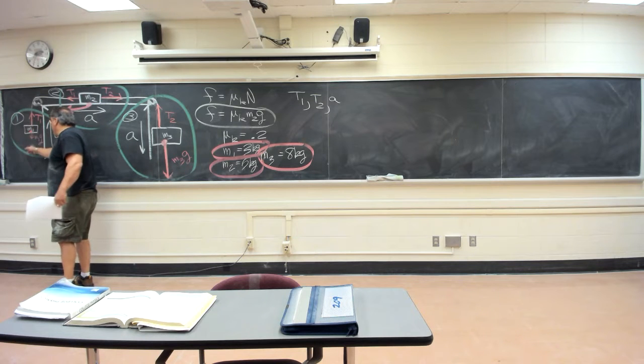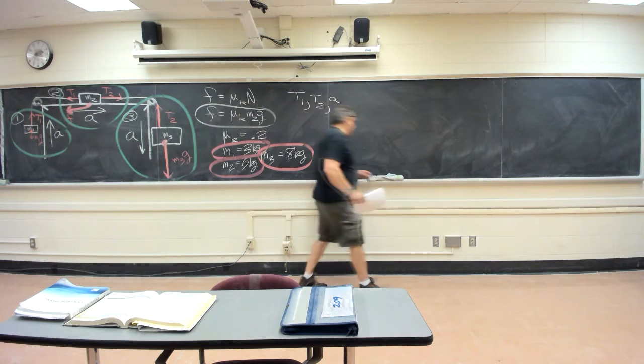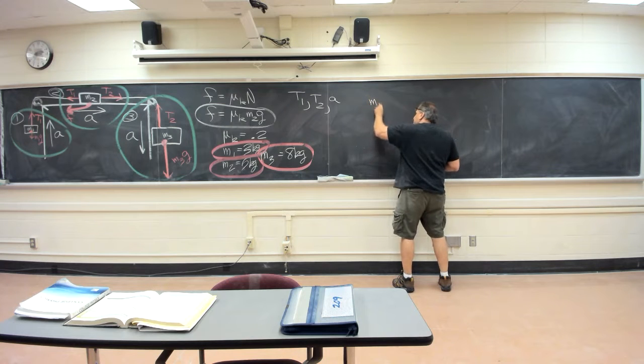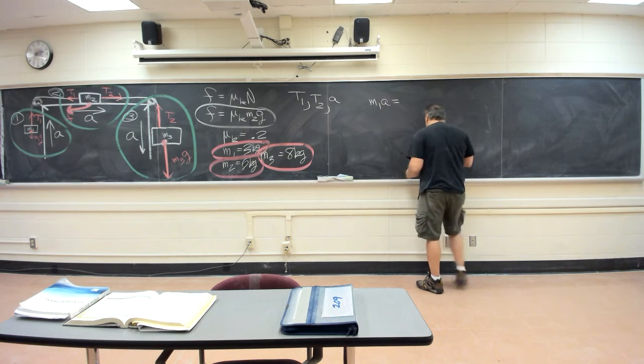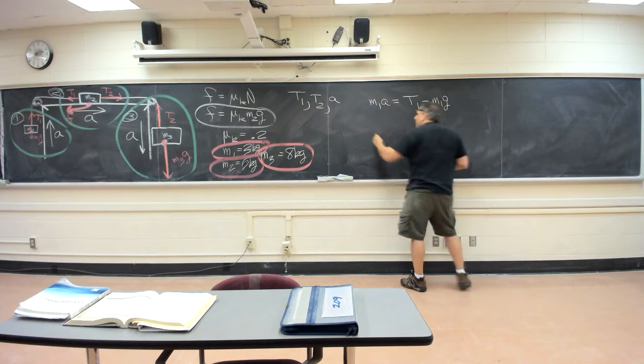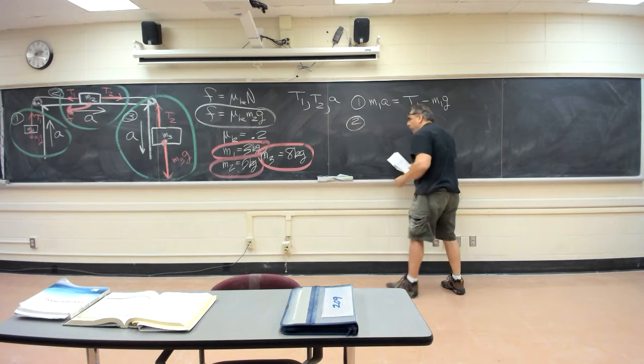This is T1 minus M1G. The difference between the two is M1A. And so let's proceed with this argument. You've seen this happen. There are ways we can do this. Here's equation 1 for you. Here's equation 2 for you.